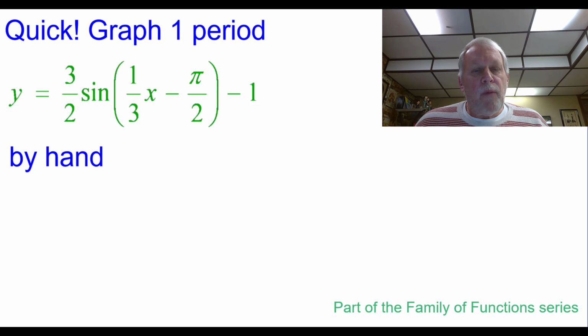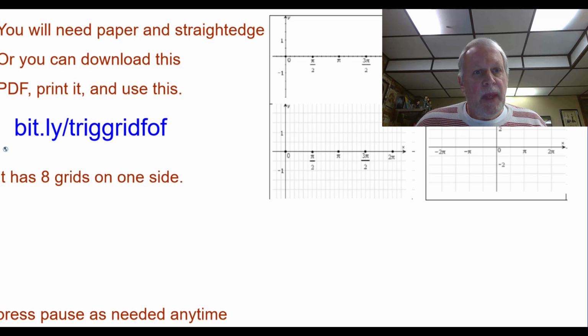Quick, graph one period of y equals 3/2 times the sine of the quantity 1/3 x minus pi over 2, minus 1, by hand. This is part of the family of functions series. You will need paper and straight edge, or you can download this PDF. Press pause as needed anytime during this video.